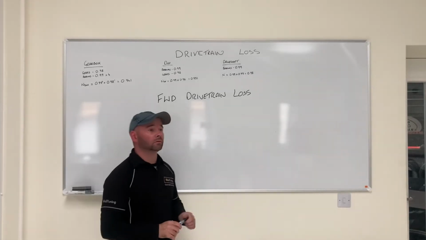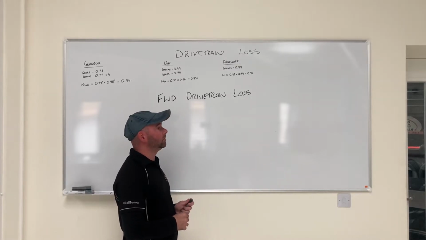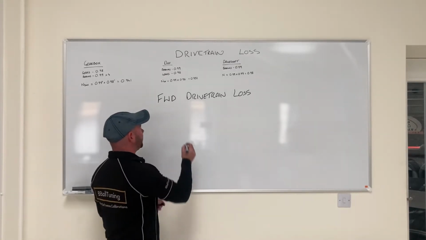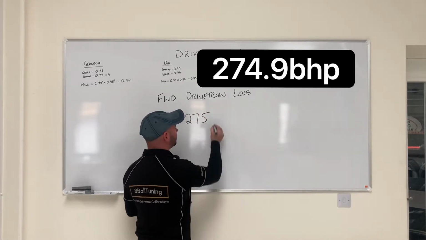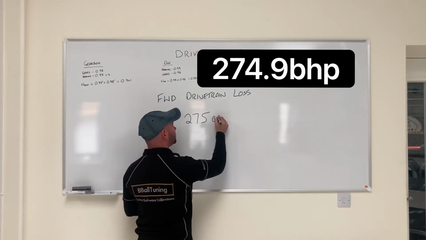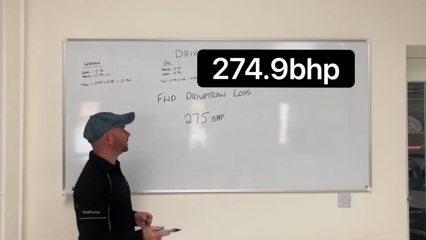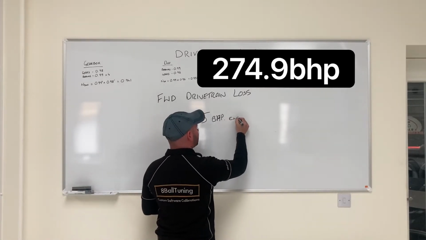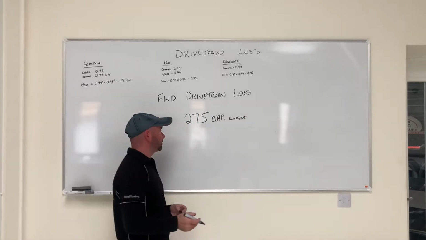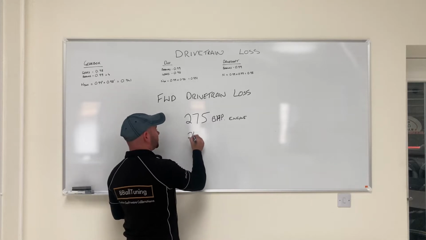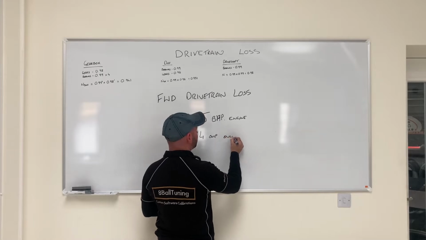Morning guys, so today we are looking at drivetrain loss. On our dyno, the Astra made 275 bhp at the engine. On MB's dyno, it made 254 bhp at the engine.